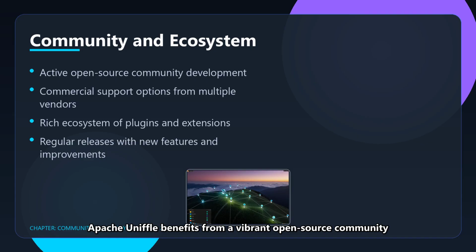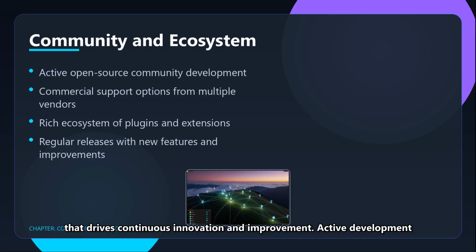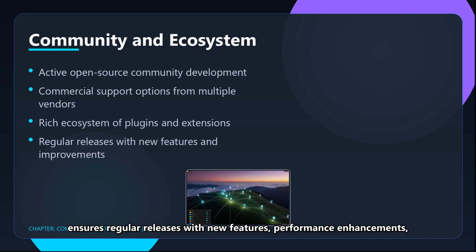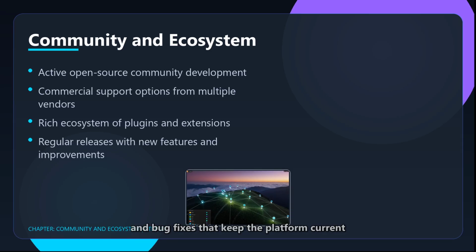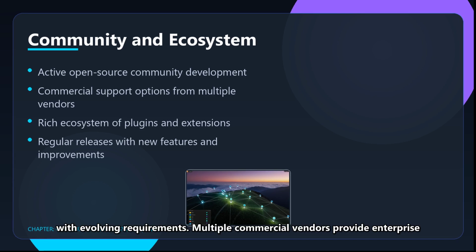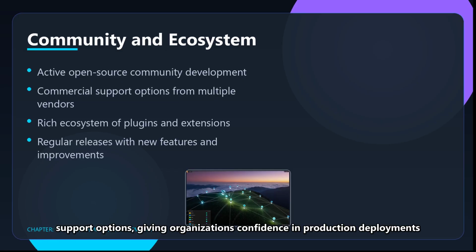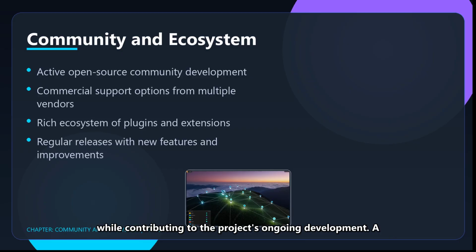Apache Uniffle benefits from a vibrant open-source community that drives continuous innovation and improvement. Active development ensures regular releases with new features, performance enhancements, and bug fixes that keep the platform current with evolving requirements. Multiple commercial vendors provide enterprise support options, giving organizations confidence in production deployments while contributing to the project's ongoing development.